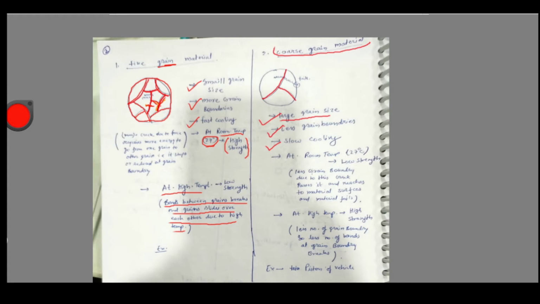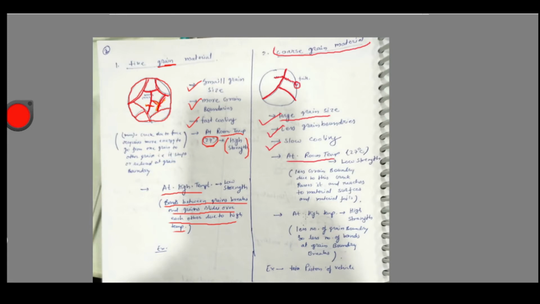And at room temperature strength will be low. Why? Because there is less grain boundary. Due to this, a crack passes through, reaches the surface of the material, and the material fails. If one crack occurs due to a sudden force, since the boundaries are less, this crack can easily go to the surface and the material fails. This is the reason why at room temperature it is low strength.